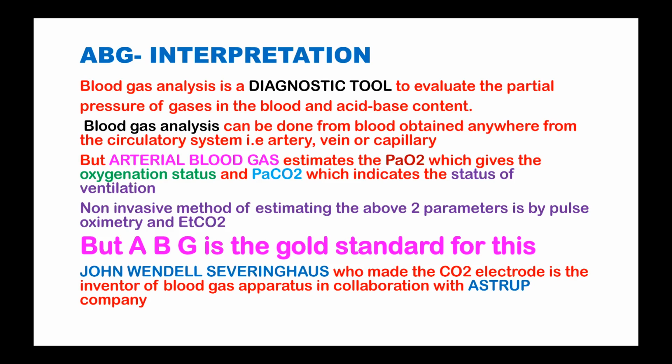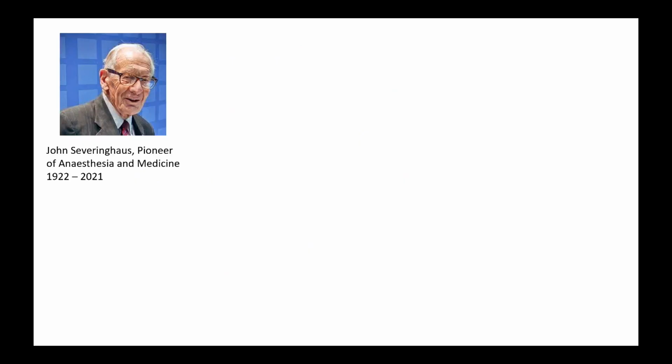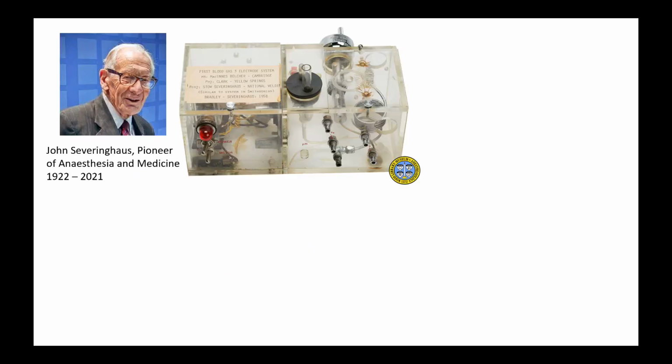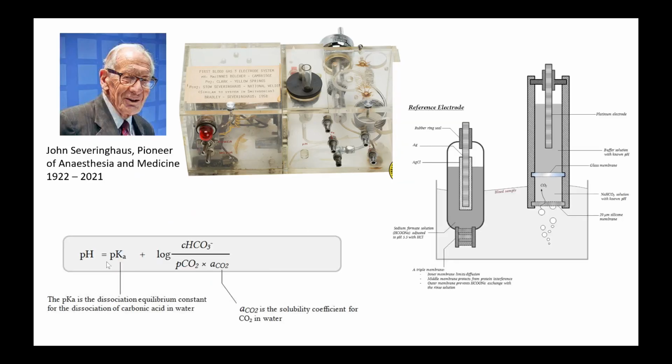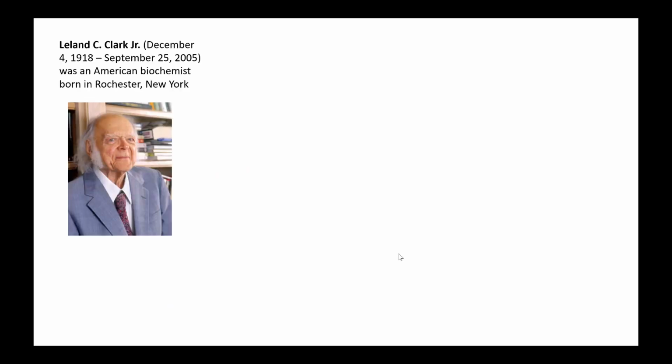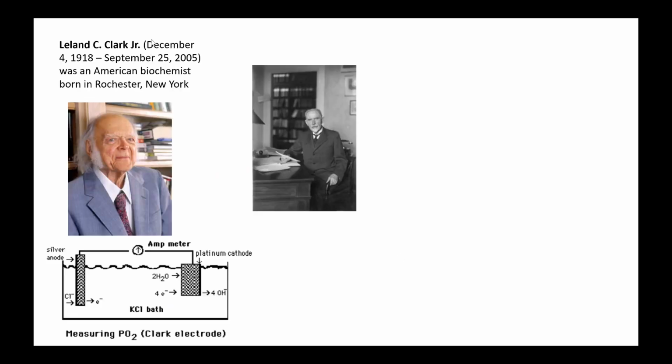pH, PO2, PCO2 are measured, and electrolytes are measured. Very good. The other things are all calculated from that. He is the person who was a pioneer in doing this machine. This is the original machine that was given by him. We use this formula for calculating the pH. Wendell Clark, what was his contribution?